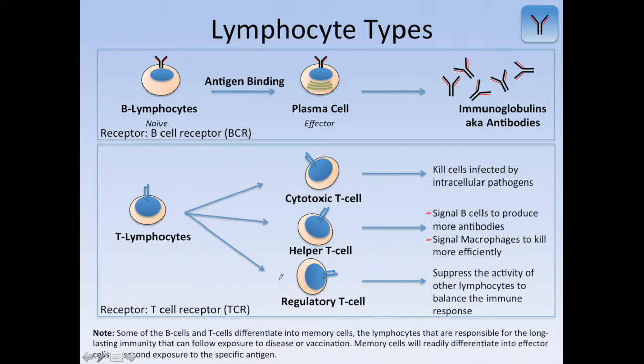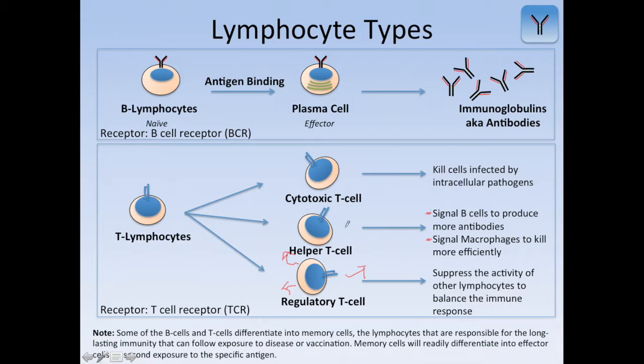And the third type is a regulatory T cell, and they suppress the activity of other lymphocytes to balance the immune response. So essentially, these regulatory T cells send out signals, cytokines, and so on, to tell the immune system in this area how much of an immune response needs to be mounted and when it needs to turn off. So essentially, it's a nice balance.